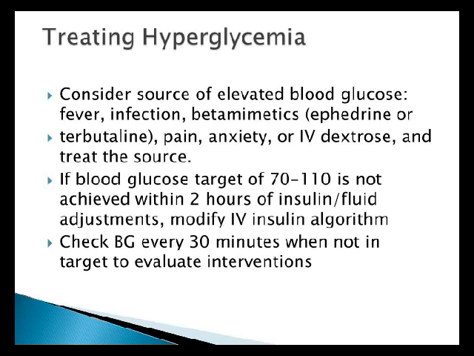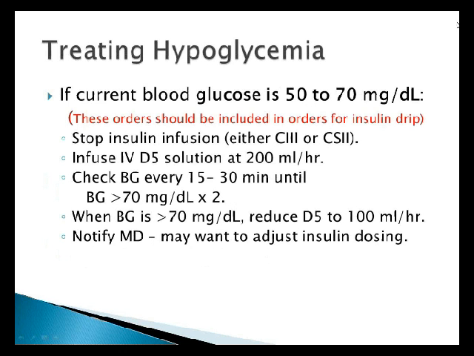Check again to make sure that you're able to achieve the blood glucose target within 2 hours of making any of the changes that you might make. If you're not, then you need to talk with the doctor and adjust the insulin infusion. So check the blood sugar every 30 minutes when you are not in target. And again, checking the blood sugar is the most important intervention you could have.